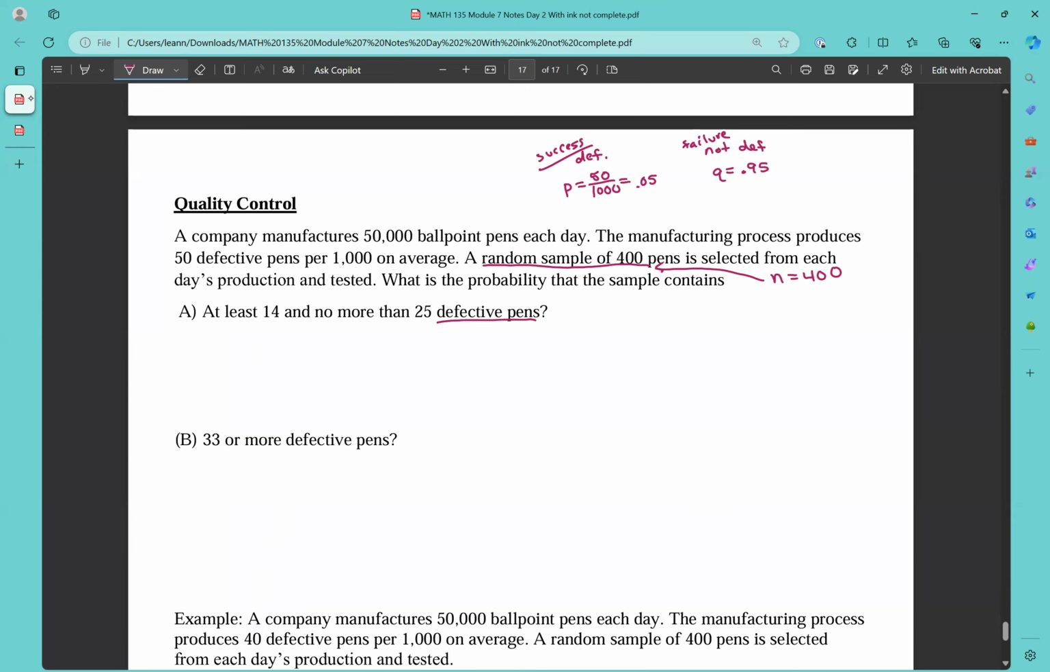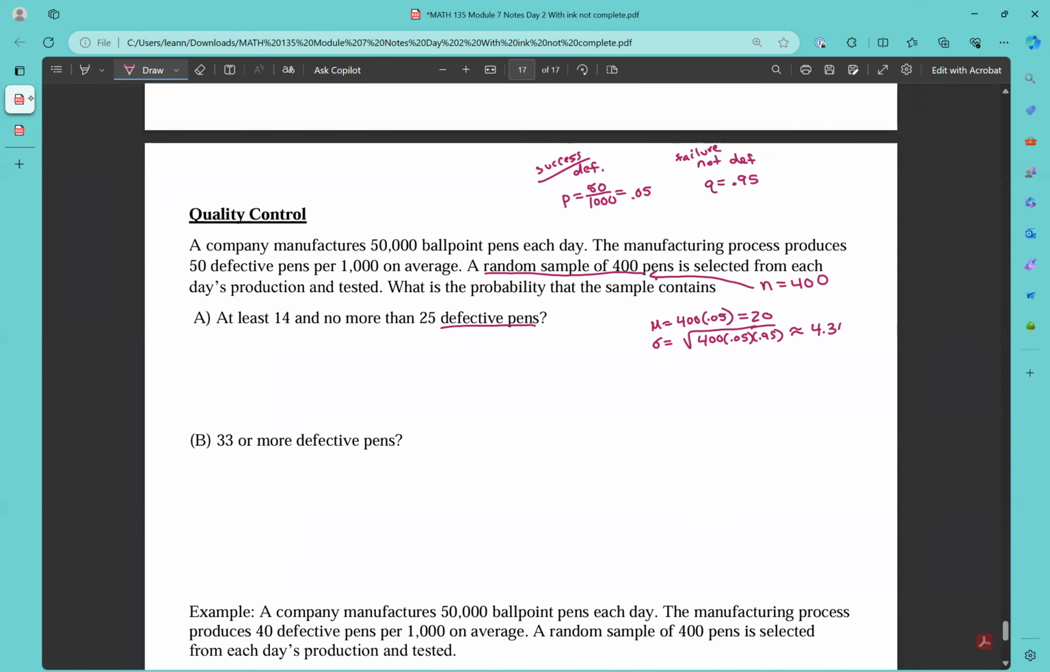Now, I do not want to do this nCx formula, the binomial distribution formula, for all the values between 14 and 25. That'd be a lot of calculations. So we want to do this using the normal distribution. So let's check it. The mean is needed first. The mean is how many items we have times the probability of success, which means getting a defective pen, and that equals 20. The standard deviation is the square root of the number of trials times the probability of success times the probability of failure. I rounded that big answer to 2 decimal places, which is 4.36.